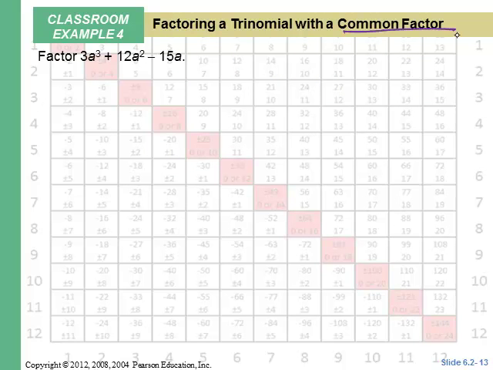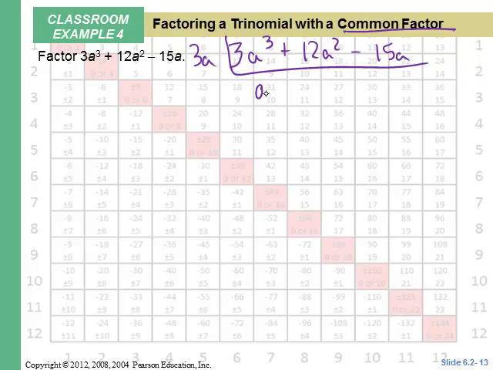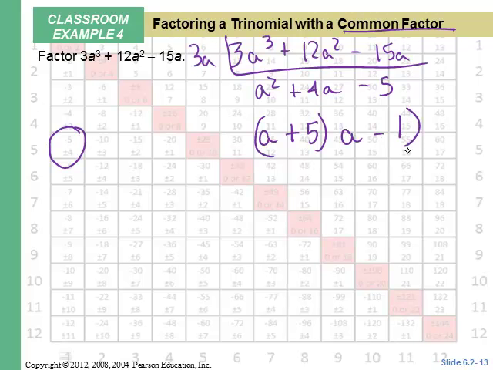Now, sometimes we'll have a common factor we have to factor out first. 3a cubed plus 12a squared minus 15a. We can factor 3a out of everything, and we're left with a squared plus 4a minus 5. So now we're on the negative side. Negative 5, 4 apart is right there. And so our choices are 1 and 5. A plus 5, because the bigger one is positive. A minus 1. And then remember the 3a out front.